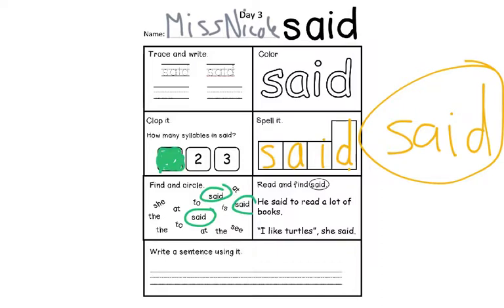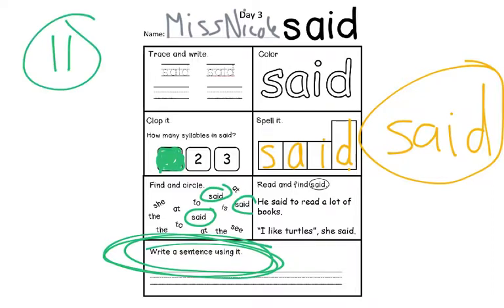Next sentence. I like turtles, she said. Find the word said and circle it. I like turtles, she said. And your last section is to write a sentence using the word said. So pause your video and write your sentence. When you're done, press play.